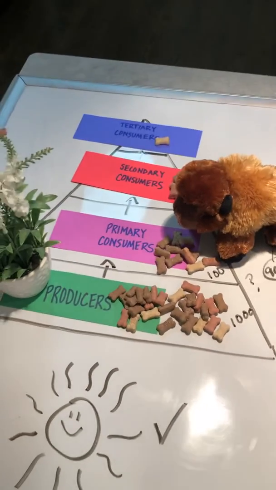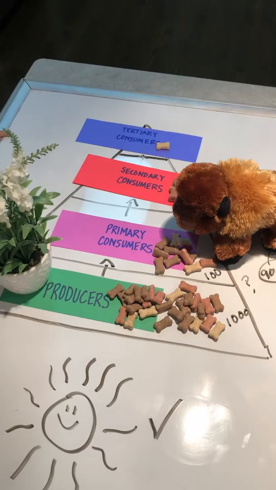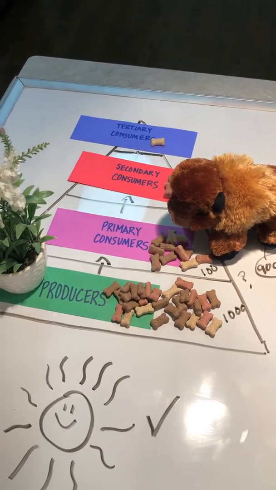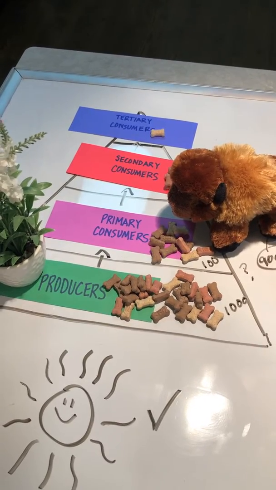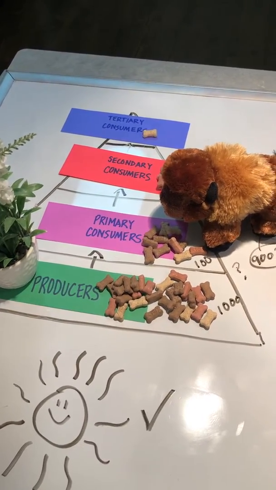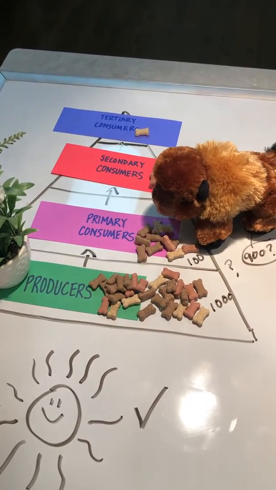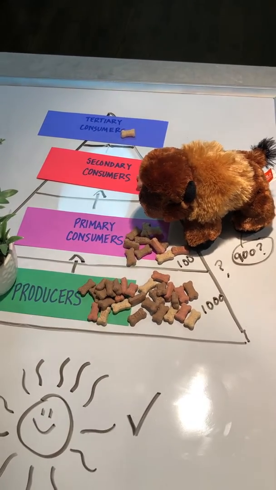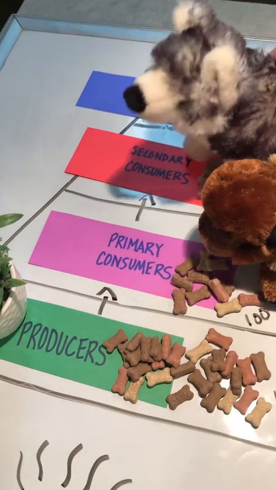Now it costs a lot of energy for this bison to live, right? It has to graze, it has to walk, it has to mate, it grows, it digests food, it goes to the bathroom, it breathes, it has a circulatory system, so that all costs energy. So only a certain amount of energy is available for the next consumer, which might be a wolf.